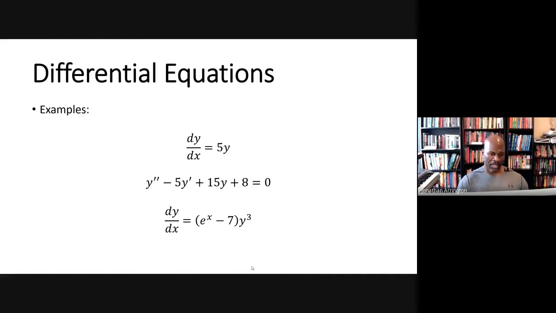The last example is dy by dx is e to the x minus 7 times y cubed. That one is called a first order separable differential equation. Again, these names mean something, and we're going to get into separable differential equations in lesson 2. When we do that, you'll understand why it's called separable. Those are just examples of what they look like.